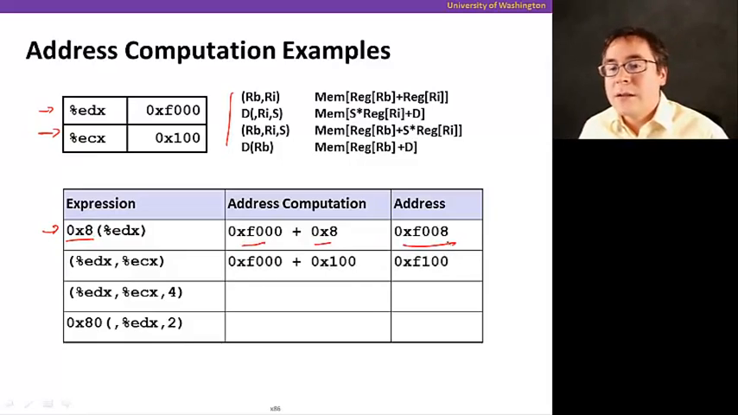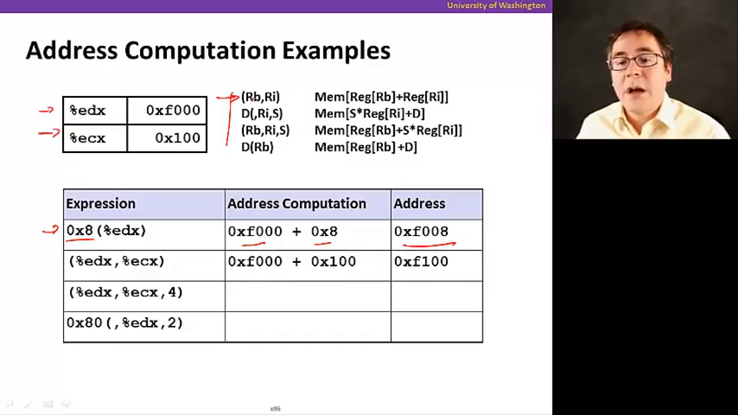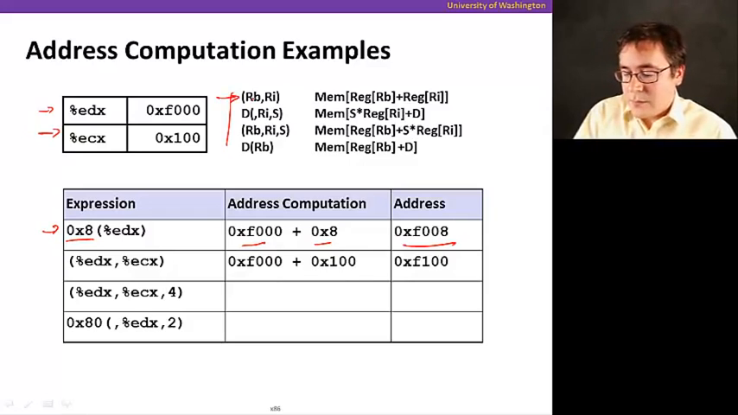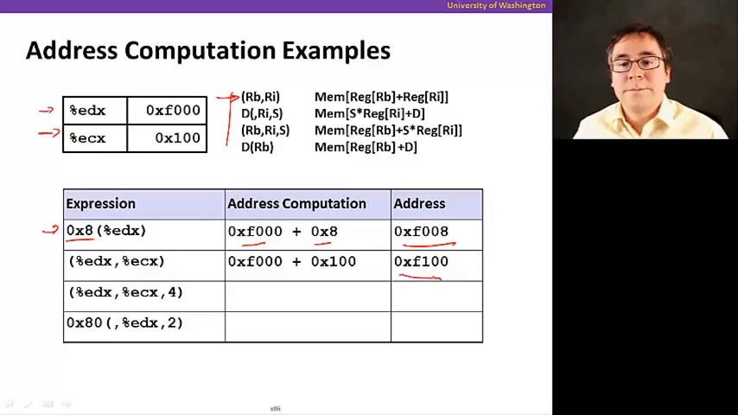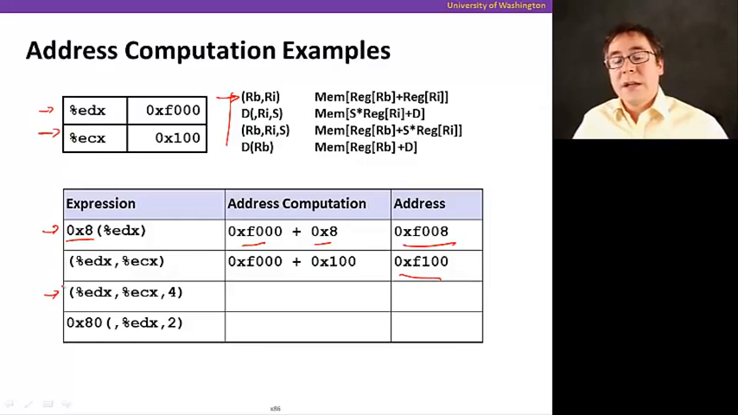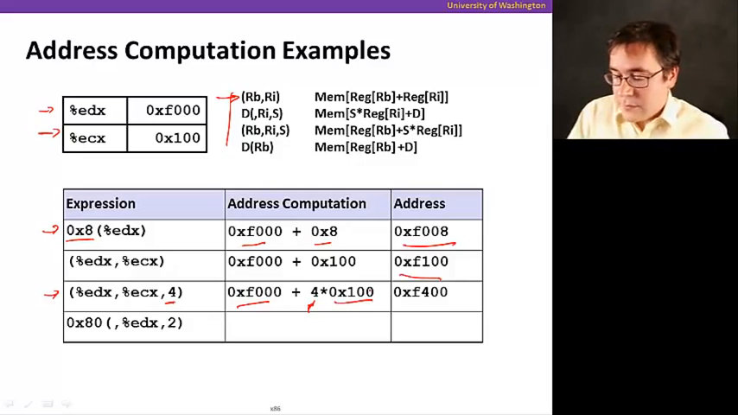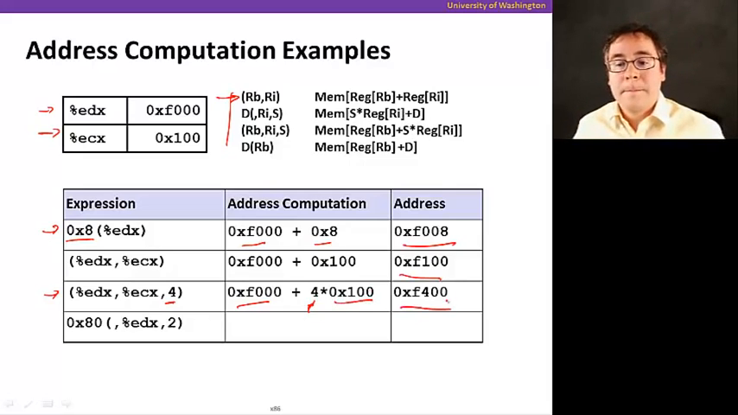The next one is using the form that's just RB plus RI, in this case EDX plus ECX. That's what we get here, F100. The third example is using a scale factor. It's going to get EDX and add it to 4 times, because we had 4 here, ECX, which is 100. So in the end we get F400.